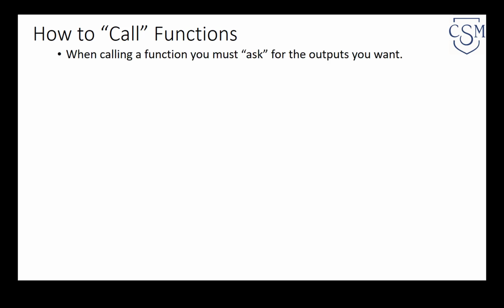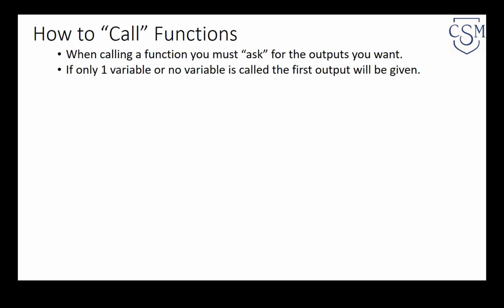Now that we know how to structure functions, it's important to know how to call functions. Unlike scripts, which can be executed or run, functions must be called. When calling a function, you must ask for the outputs that you actually want. If only one or no variable is asked for, the first output will be given. That is the first output that the coder wrote for the function. If you'd like to get multiple outputs, you must request them.